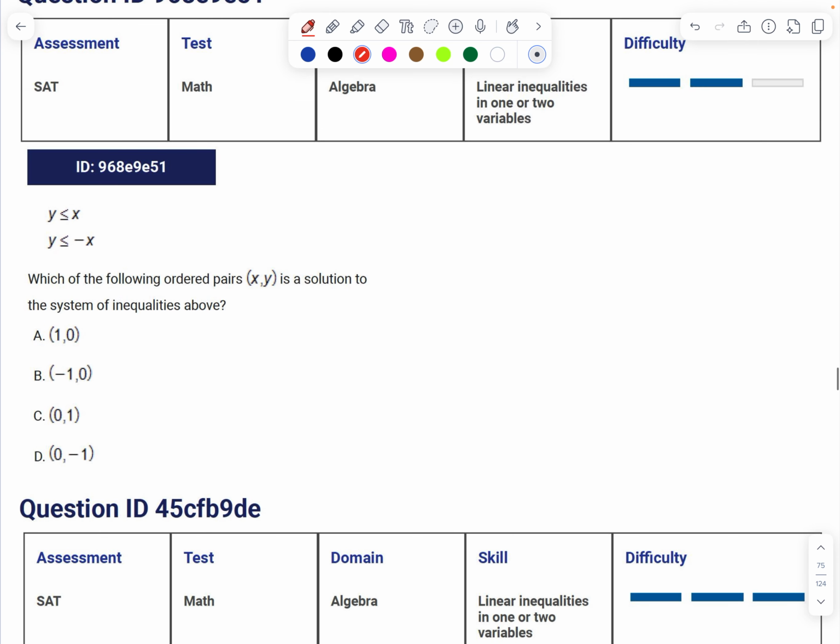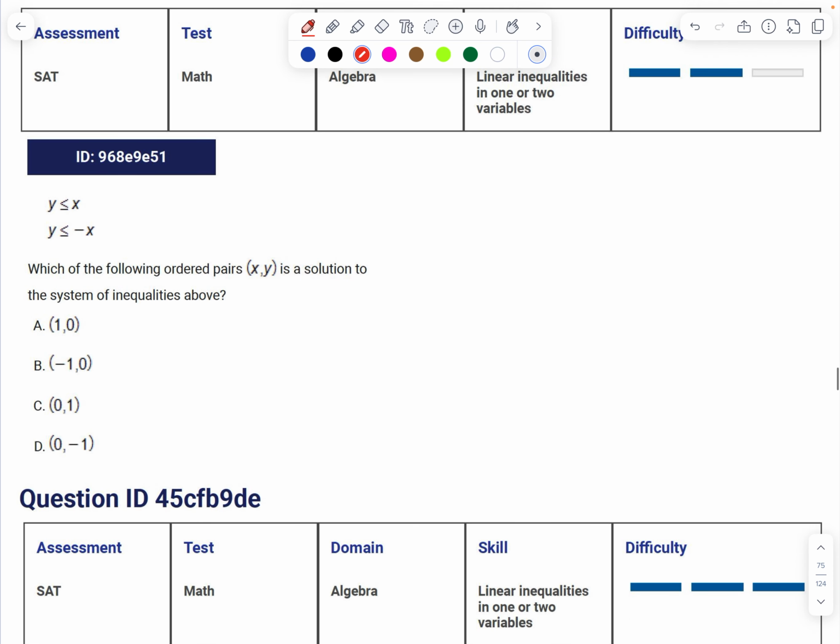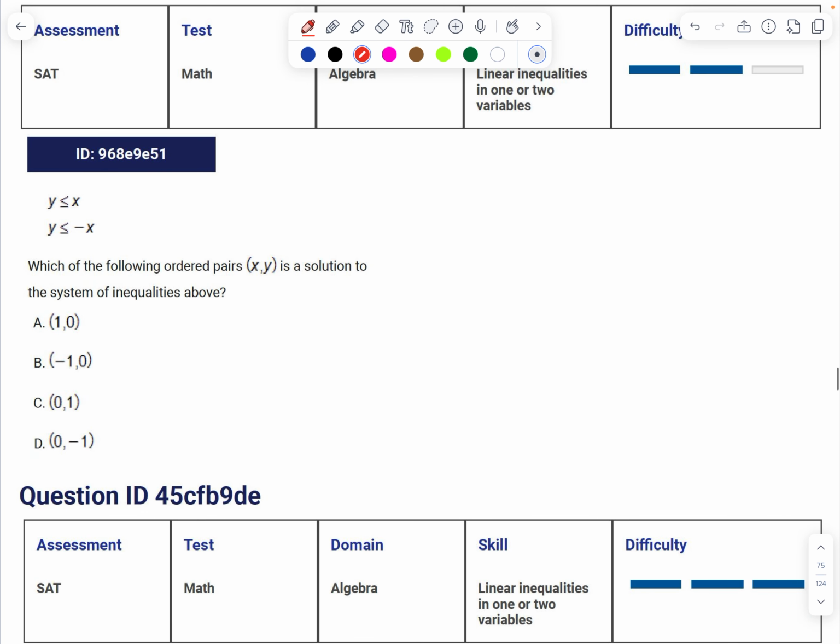So set up your equation and then use Desmos. Okay, let's do one last one. So this is a difficulty 2, 1. Which of the following ordered pairs x, y is a solution to the system of inequalities? Now, we could very easily just plug this in, right, and see which one is true. Instead of using Desmos on this, let's just see which one is true.